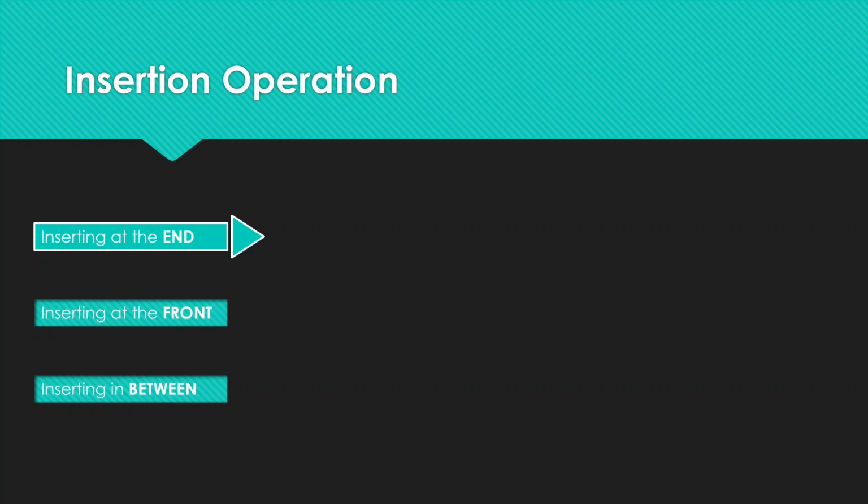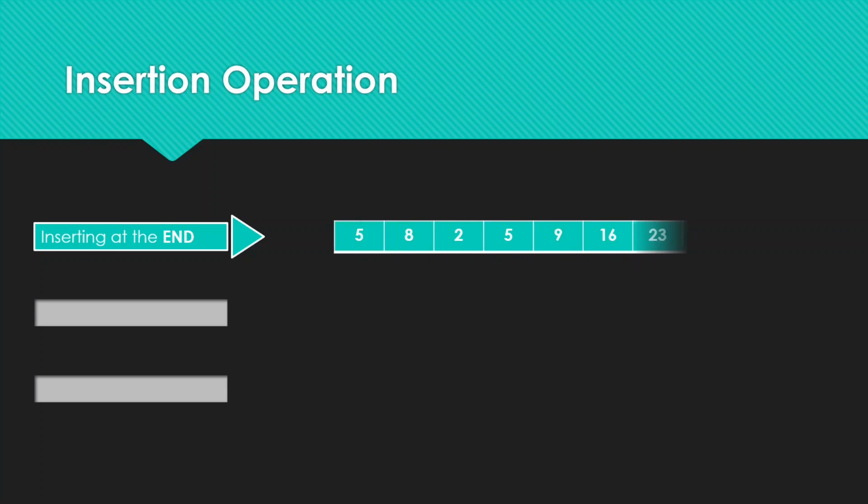Now, the most common form of insertion is actually at the end of the array because it's very efficient. It's an O of 1 operation, and we are going to see how. So let's dive in. So if this is our array and we want to insert at the very end, there are two scenarios. Either we are going to have space at the end or we do not have space. So in this scenario, we do have space at the end.